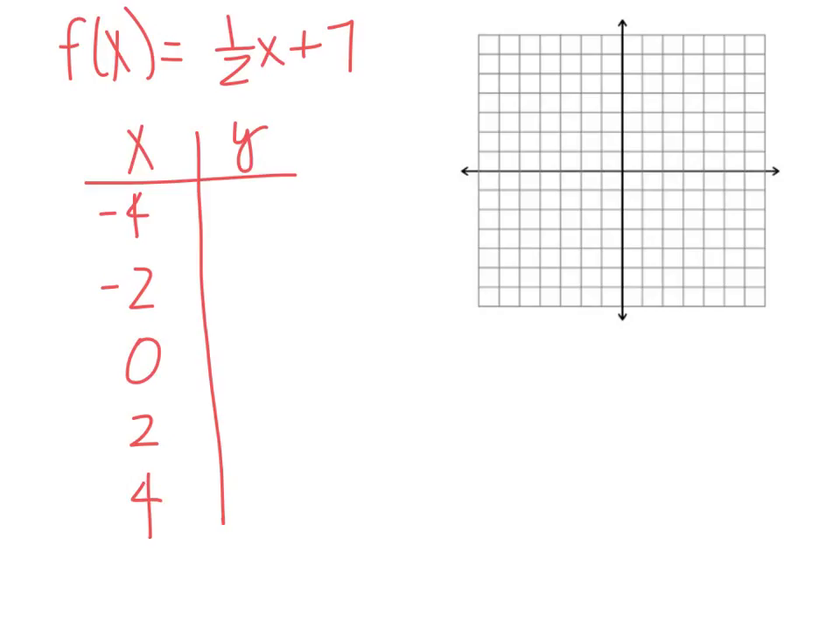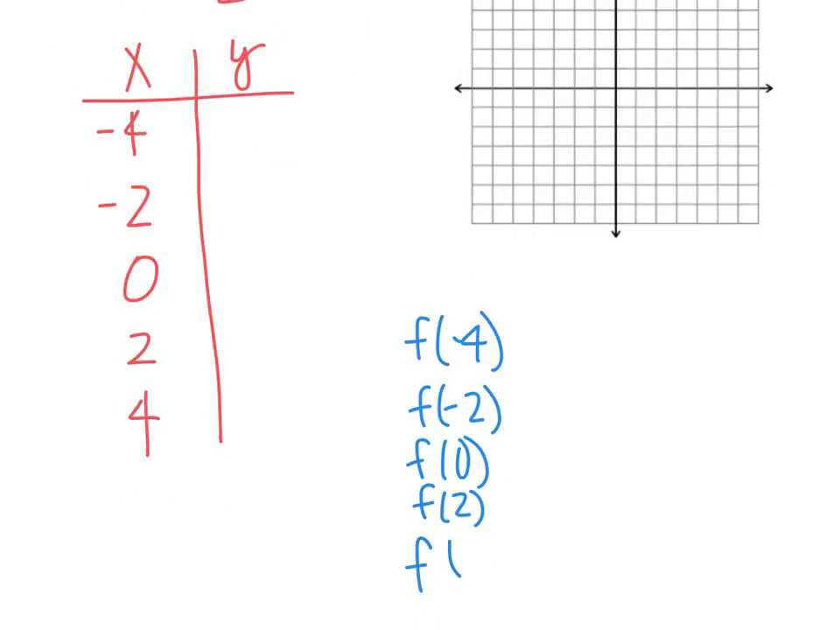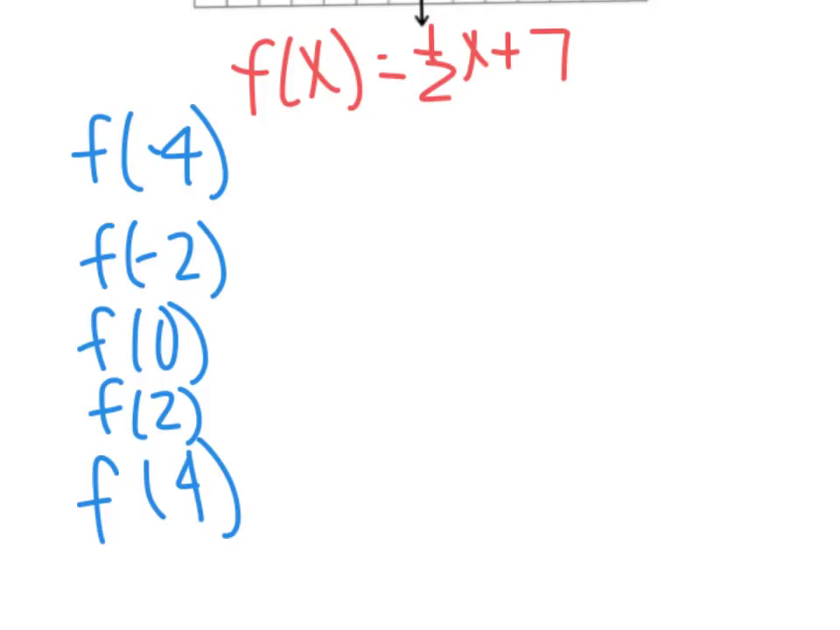So now we have the function f of x equals 1/2 x plus 7. We're going to complete the table and graph this. So to complete our table, we need to plug in our x values into our equation. So we're going to have to find f of negative 4, f of negative 2, f of 0, f of positive 2, and f of positive 4.